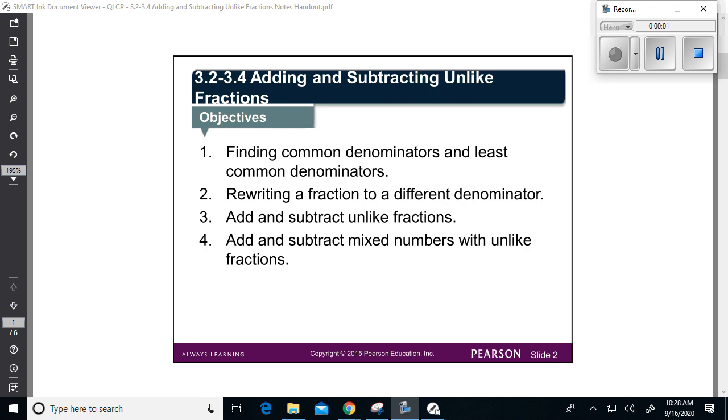Before we start adding and subtracting when the denominators are not the same, we need to find common denominators, look at how to rewrite a fraction to a different denominator, and then go into actually adding and subtracting.